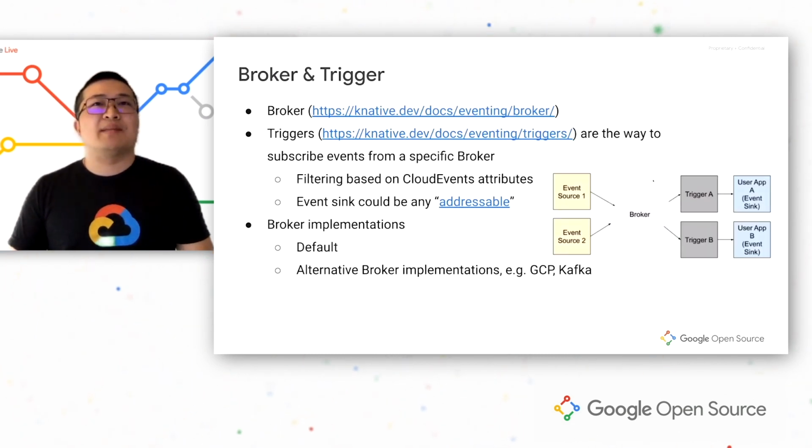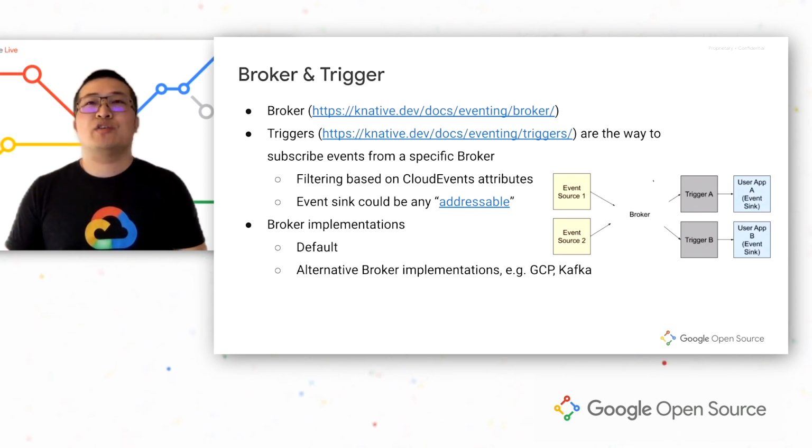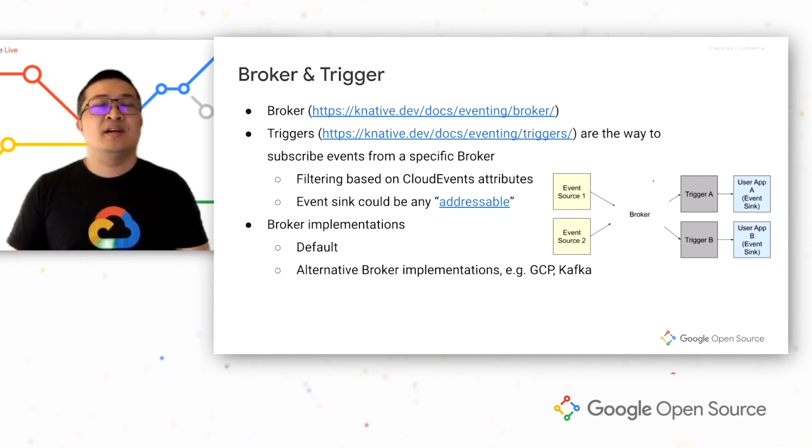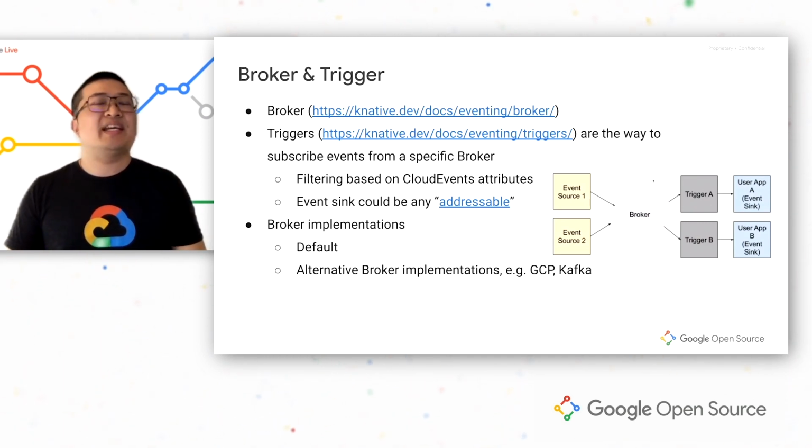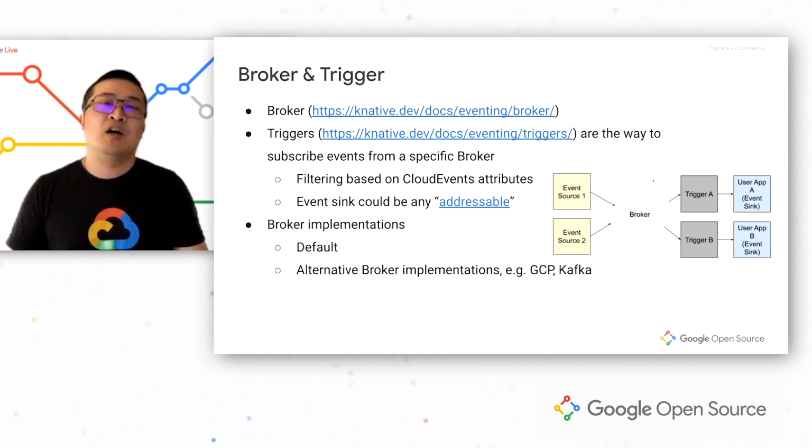Broker and Trigger are the main events intermediary in Knative Eventing. You can treat a broker as a black box where you throw events into and use Trigger to subscribe to events from it. In a trigger, you can specify filters using Cloud Events attributes so that you only subscribe to events you are interested in. The event sink in a trigger could be any addressable. The addressable here means any resource reference that could be resolved to a URL or just a plain URL.